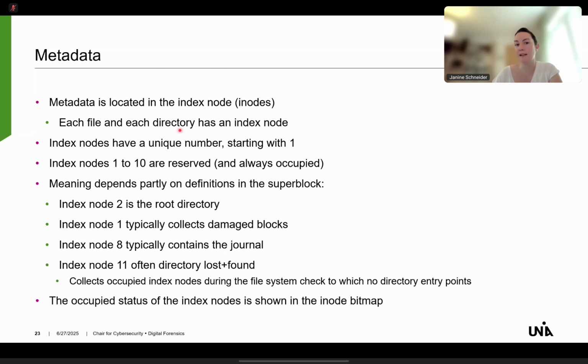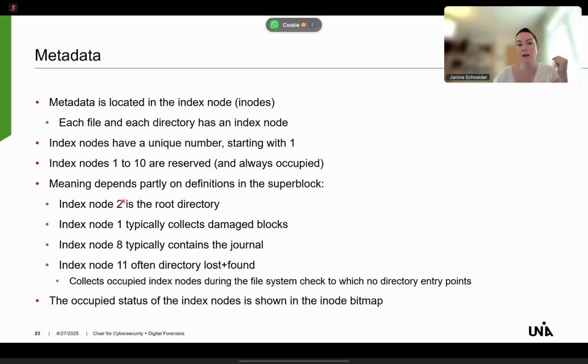Each file and directory has an inode. I told you they have a unique number and unique address. Usually inodes start with number 1, and 1 to 10 in the inode table are reserved. Not all of them are actually used. There are a couple of reserved inodes that are used for particular data structures.